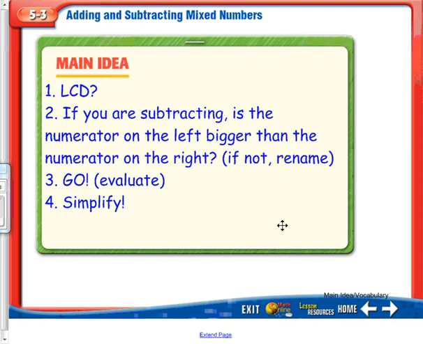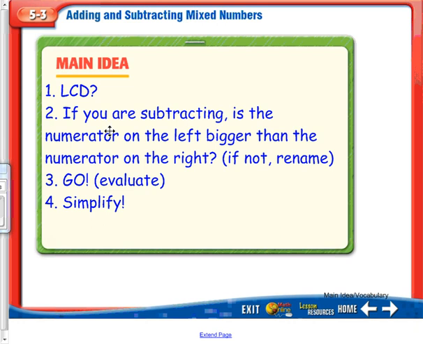So when we're adding and subtracting mixed numbers, you first need to make sure, do I have an LCD? Do I have a least common denominator? If we do, then we can go to the next question. If we don't, you have to take care of that first. So then number 2, if you are subtracting. If we're actually adding, you can just go ahead and jump down to step 3. Step 2 is only for if you're subtracting.